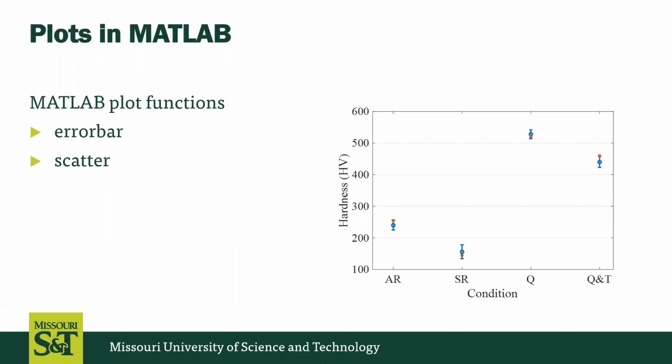Hello, in this short tutorial, I'm going to show you how to use these two plot functions in Matlab, errorbar and scatter, to create manually this kind of plots where we can show different conditions and a value. In this case, I'm just showing hardness for different conditions, showing the average, which is the center of the plot here in each bar, and the error bars for each value.